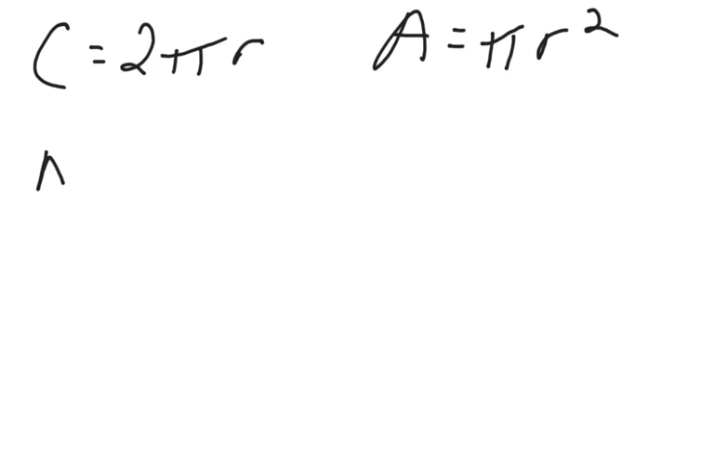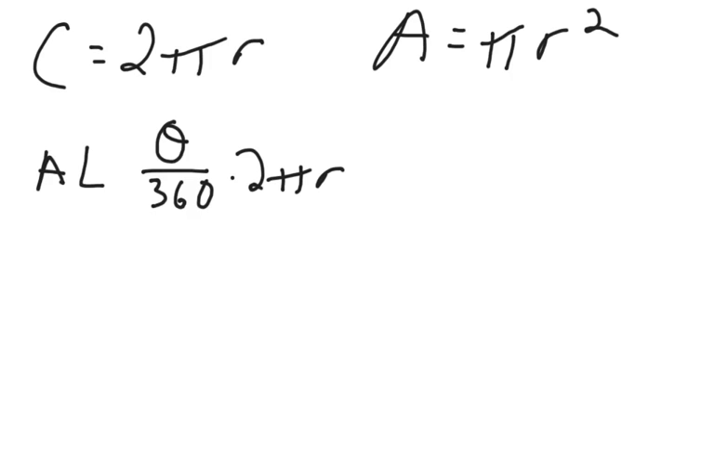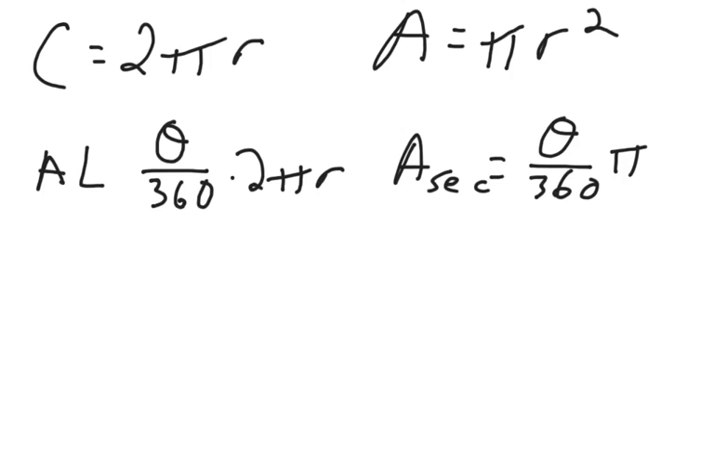Whenever we're doing arc length and we're given a measure in degrees, we're just going to divide that measure of degrees by 360 before multiplying it by 2 pi r. And when we want the area of a sector, we're going to do the same thing. Take the degree measure, divide by 360, because there are 360 degrees in a circle, and multiply it by pi r squared.